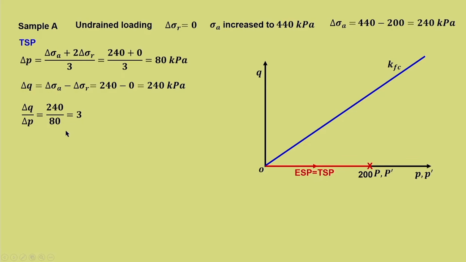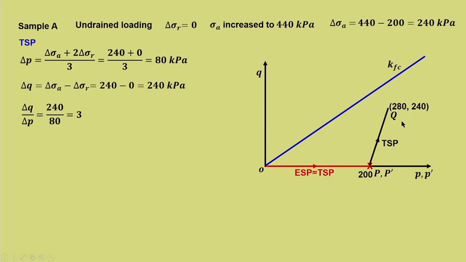Now, in the undrained case, for total stress path, this slope will always remain the same. That is what we have just found out, and that is equal to 3. So, this PQ is the total stress path at an inclination of 3 or a slope of 3. Here this value will be 280 and 240.